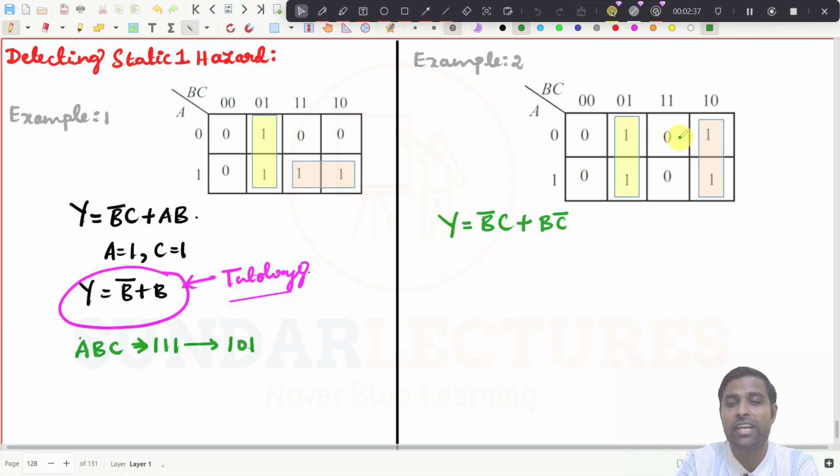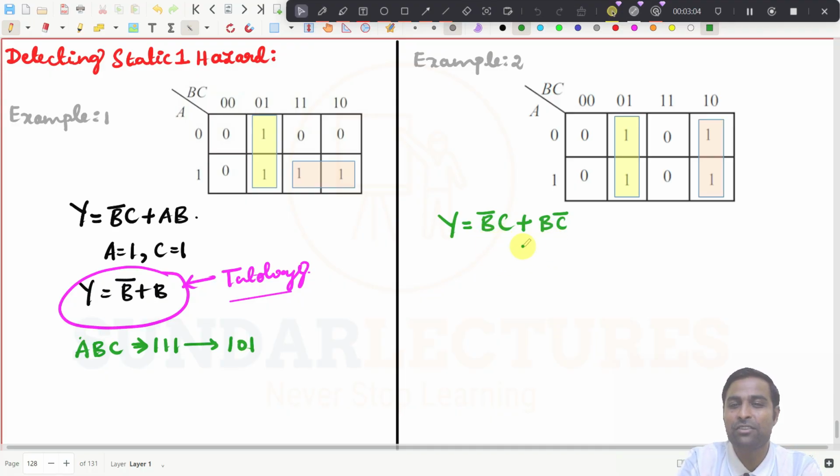No, there is no pair that can be covered by an extra pair in these two groups. So what happens here? Here no hazard will happen, but here a hazard will happen. And if you put c equal to 1, what happens now? This will be 0. And if you put b equal to 1, what happens now?